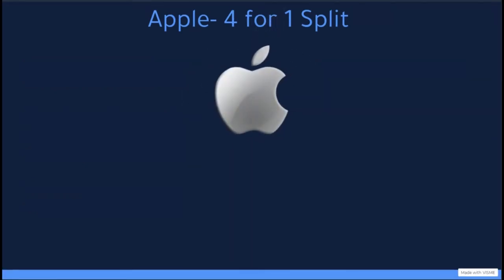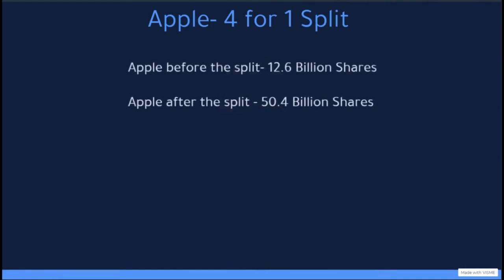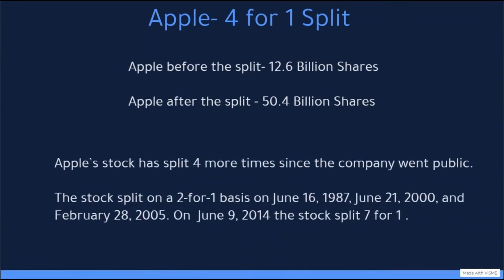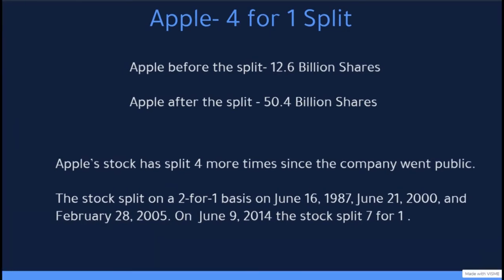Here's a couple more things about the Apple 4 for 1 split. Apple before the split had 12.6 billion shares, and after the split will have 50.4 billion shares. Also, Apple stock has split 4 more times since the company went public. The stock split on a 2 for 1 basis on June 16, 1987, June 21, 2000, and February 28, 2005, and on June 9, 2014, the stock split on a 7 for 1 basis.